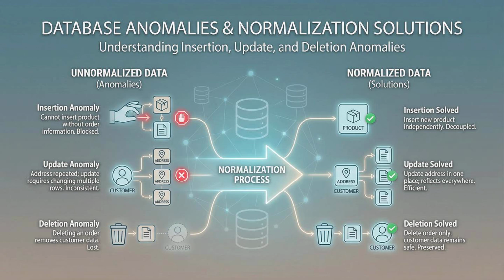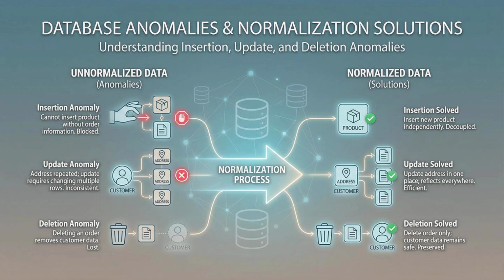The large arrow in the center represents the normalization process. This is where we systematically organize the database tables and columns to minimize data redundancy and improve data integrity. Moving to the right, under normalized data, we see the solutions. The insertion anomaly is solved by creating separate tables for products and orders. Now you can add new products independently without needing an associated order, making your data entry much more flexible and efficient.